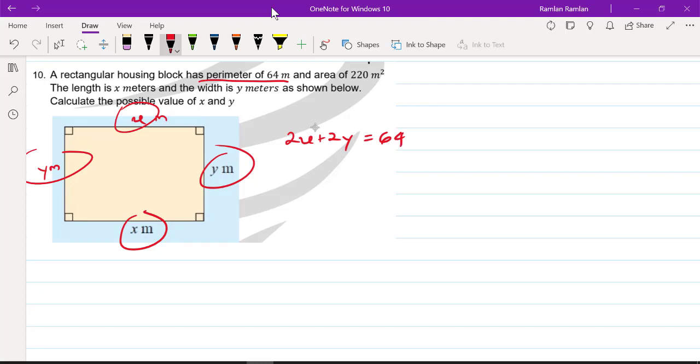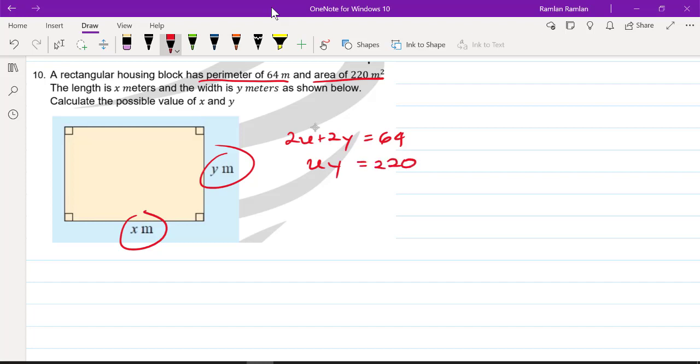The second equation is that we have an area of 220. The area of a rectangle is just length times width, so it's just x times y. If I multiply x with y, that will equal 220.